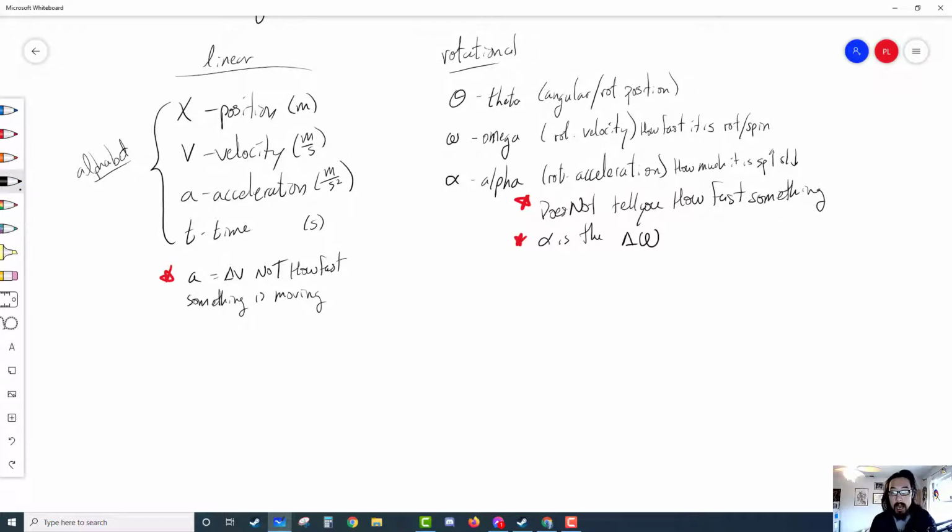And the last one, of course, time. Now, what do you think is rotational time? You might think, well, of course, Mr. Lee, that's easy. Rotational time is just the face of a clock.